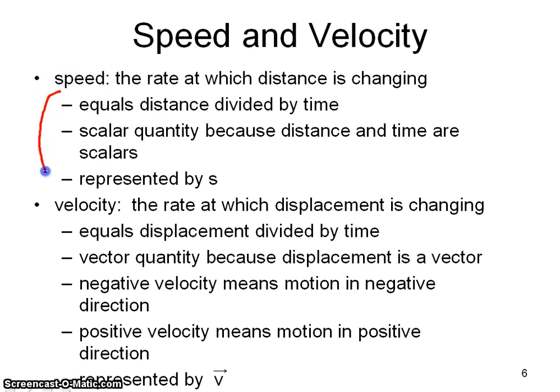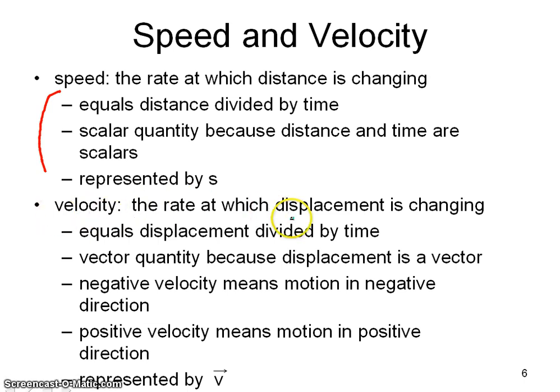We represent speed by s. So s equals d over t. We've seen that before. Maybe you've seen r equals d over t, for rate equals distance divided by time. Here we're going to call it s. s equals d over t, distance divided by time.